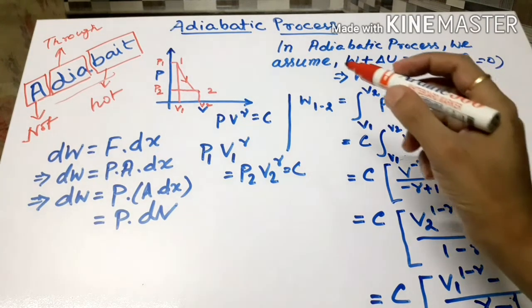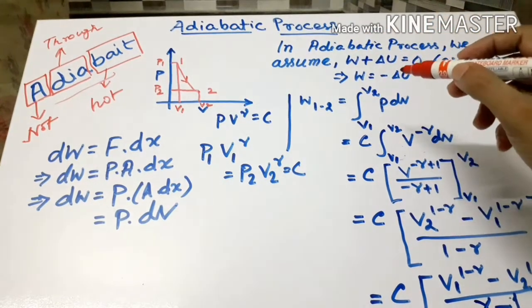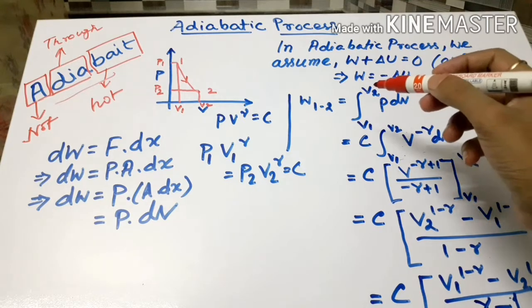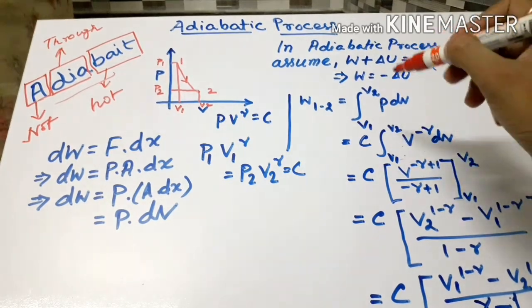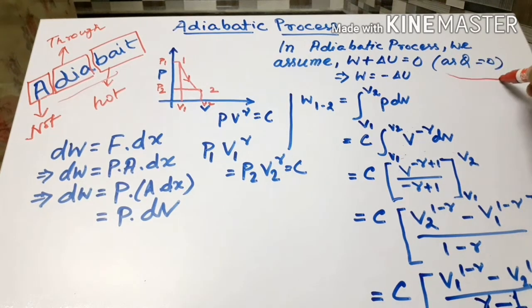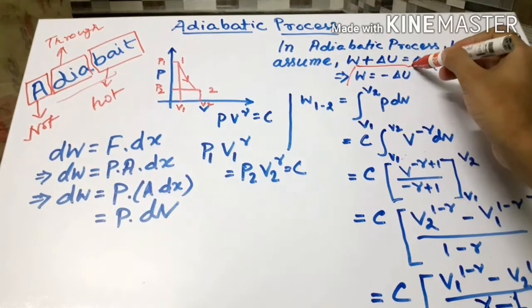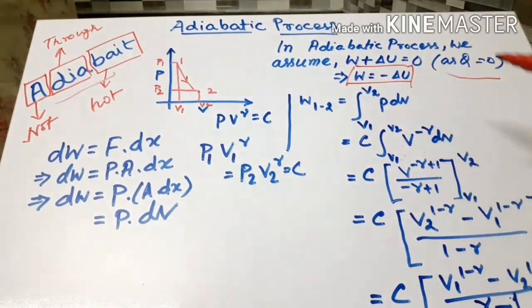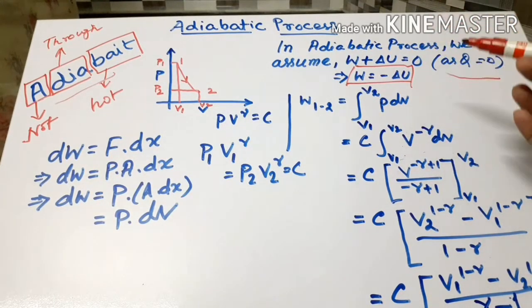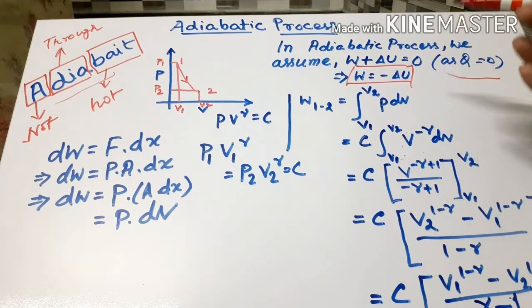So in adiabatic process, from the first law of thermodynamics, W plus ΔU is equal to 0, as Q is 0 here. So W is equal to minus ΔU. We can explain it as we can derive work from the negative change of internal energy.